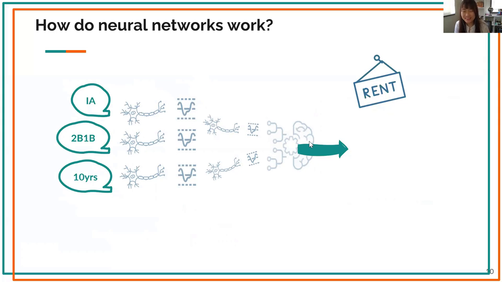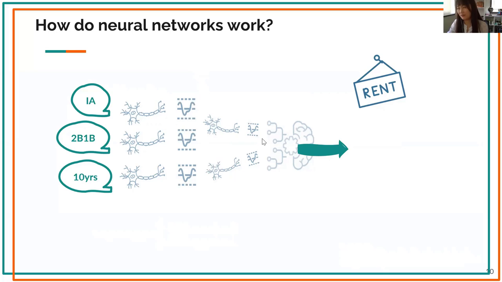So for example, if I tell you I rent an apartment that is located in our state, it is 2B, 1B, and the house is about 10 years old. Okay, so you receive those inputs. The neural network will then do some calculation in the network and output a value in the final output. My question is, given this information, guess my rent. You may guess, is that 1200? Is that 2000? You may have a guess.